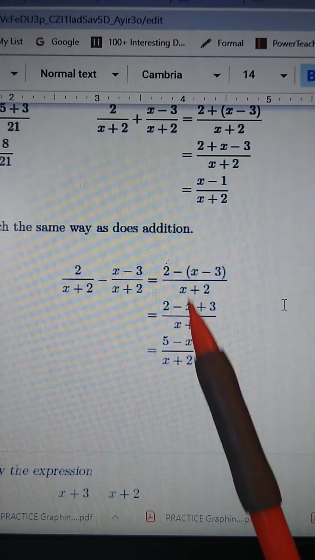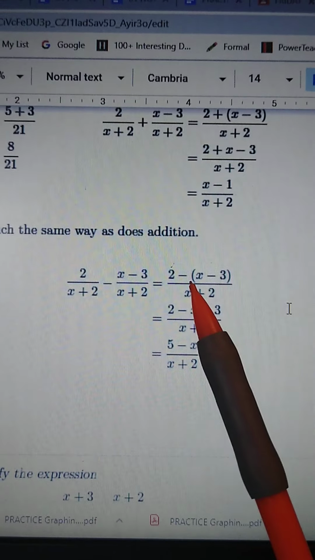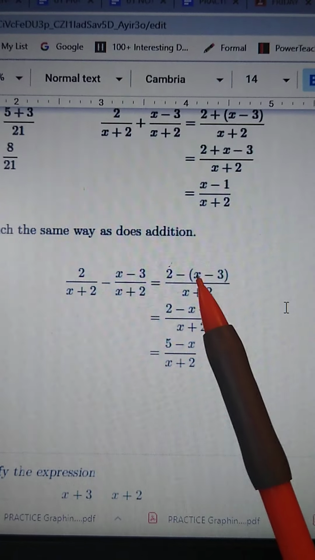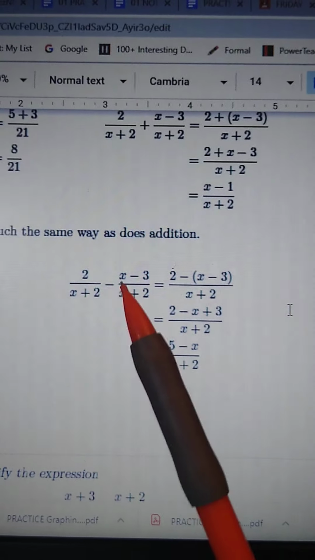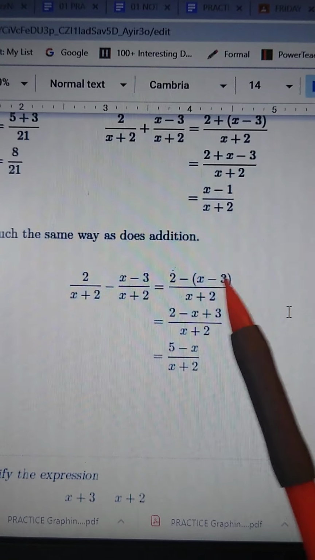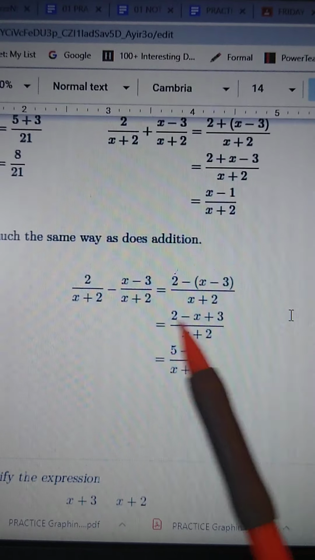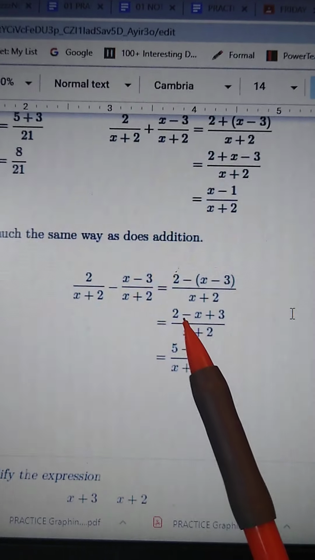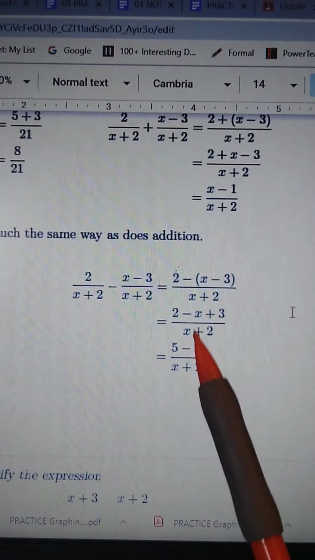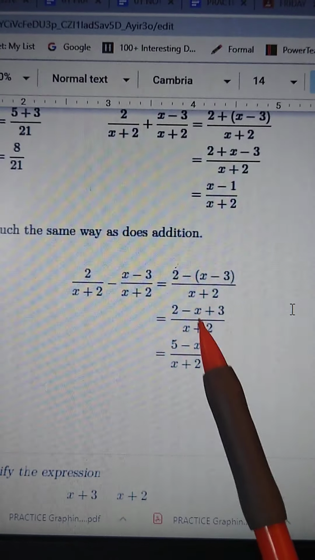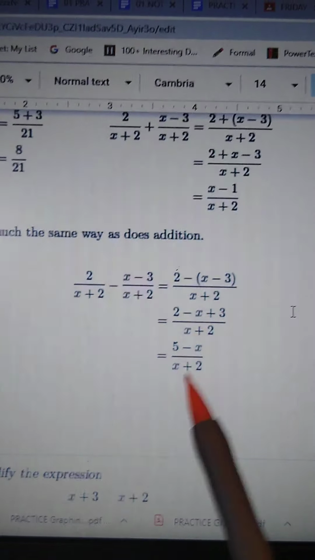So 2 minus x, but I'm distributing that negative because the minus applies to this whole numerator. So the minus applies to the x, but it also applies to the negative 3. So I'm distributing that in, making this plus 3. So 2 plus 3 is 5, minus x comes down, all over the common denominator of x plus 2.